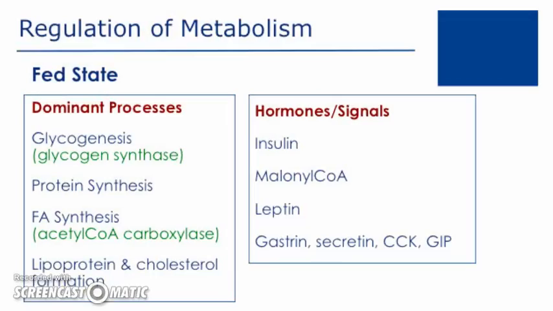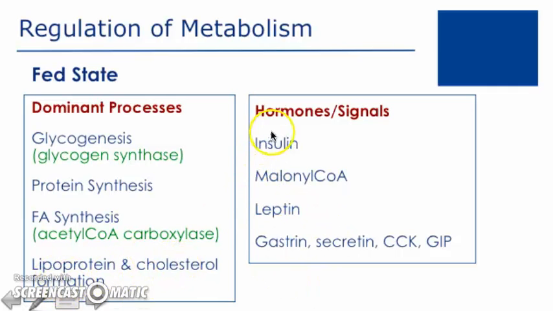Now in the next 3 slides, we're going to review again the dominant processes and the hormone and signals that are going to be responsible for activating these processes during the fed state. We'll also talk about the post-absorptive and early fasting state, and then the starvation state. So again, the dominant processes of the fed state will be glycogenesis. This is going to be activated by glycogen synthase. Also, we'll see protein synthesis, fatty acid synthesis, which should be activated by acetyl-CoA carboxylase. We'll also see lipoprotein and cholesterol formation.